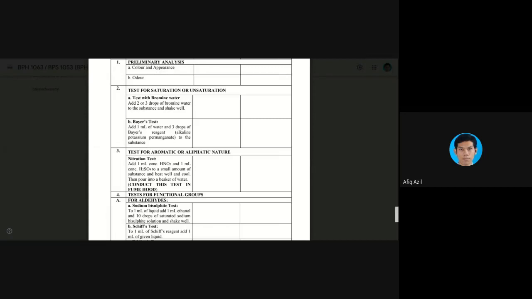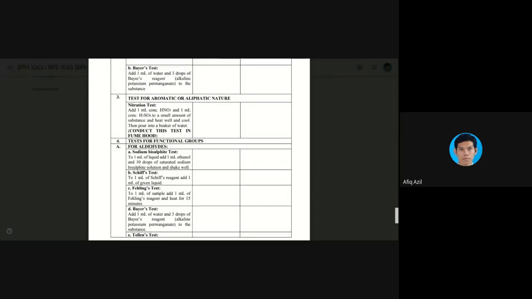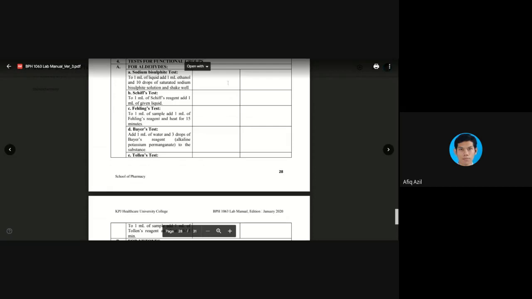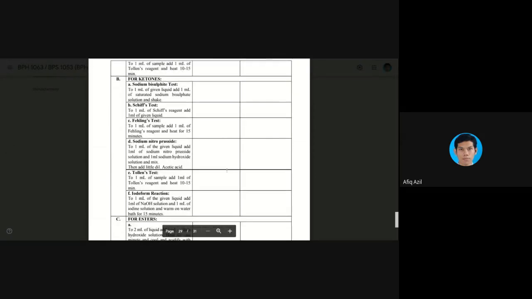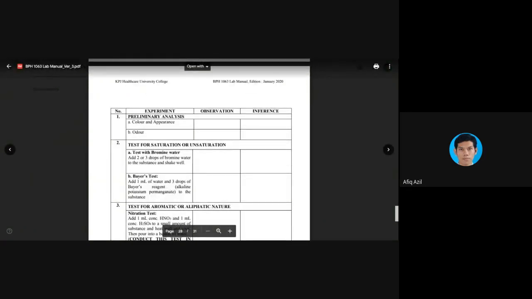If it is a saturated compound, definitely the observation would be no color change. And then nitration, this one also no yellow precipitate or no yellow color formed. And being a ketone, all of the tests for aldehyde would be negative. For ketones, cyclohexanone will give all positive observations, and esters will give negative observations as well. So that is how you are going to write up the report. You already know the identity of the compound, so try to fill up what kind of observation is expected out of it.